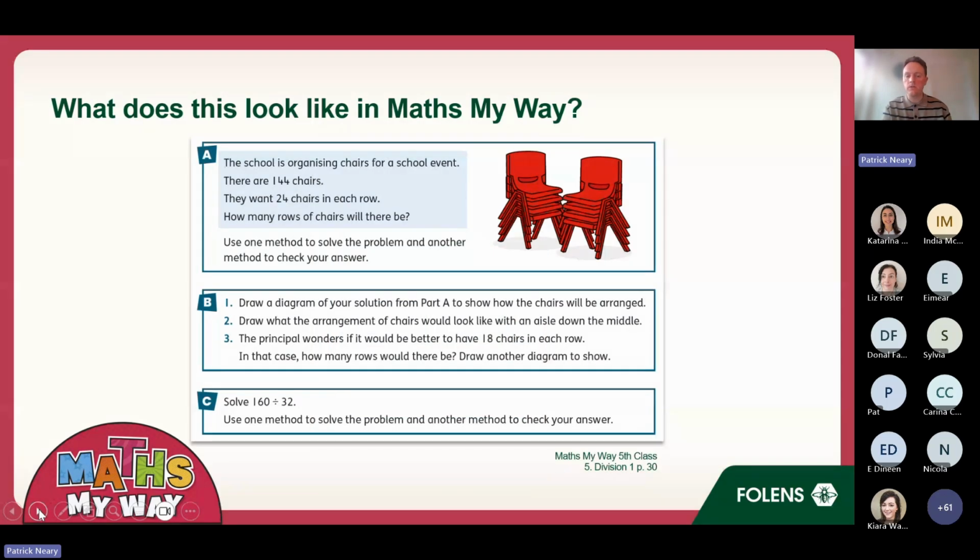So it starts off with the school is organizing chairs for a school event. How many chairs there are, how many rows there will be. And we're asking the children to use one method to solve and another method to check, to try and see what different ways they can come up with. In part B, we're asking them to draw to start to get that idea out. And then in part C, there's a different set of numbers, just to refine the thinking and to give another opportunity to see what they can come up with. So hopefully this activity would then bring up some of the models or some of the similar ideas to what I showed on the previous slide.